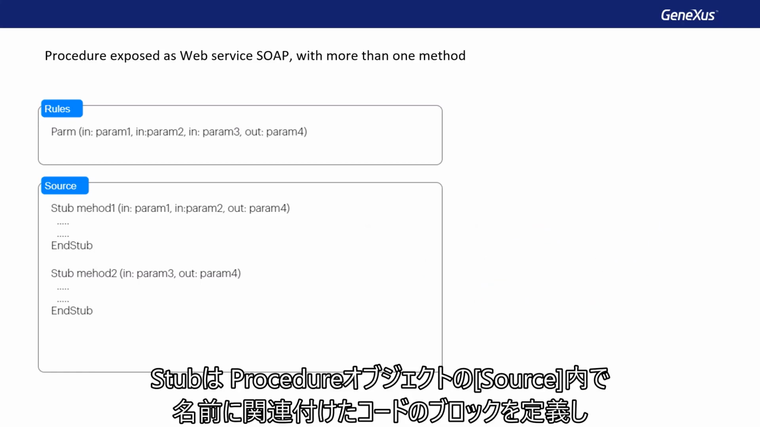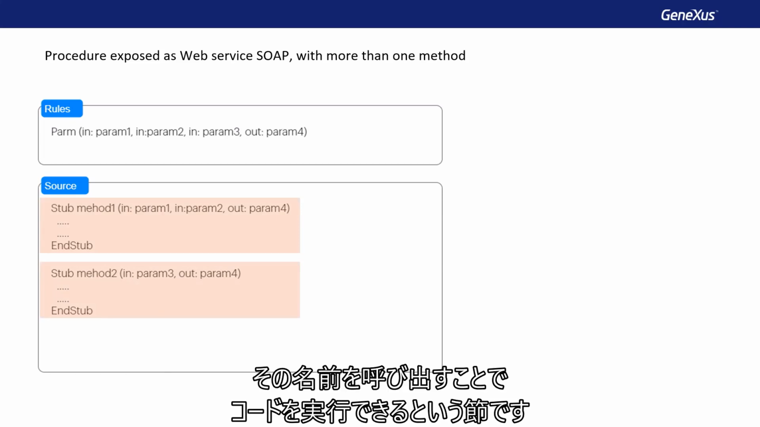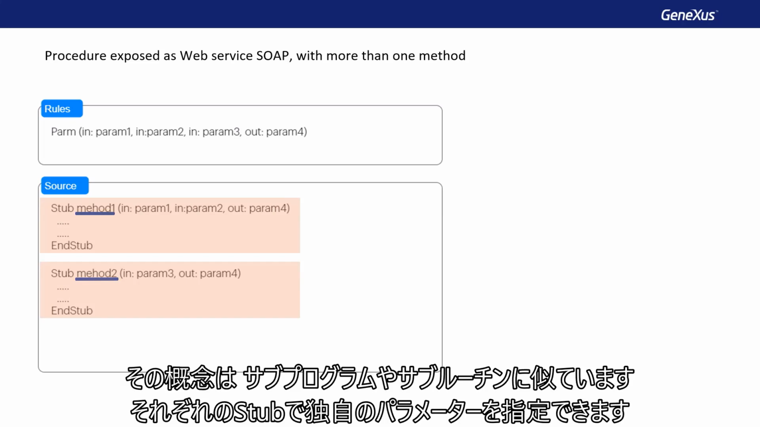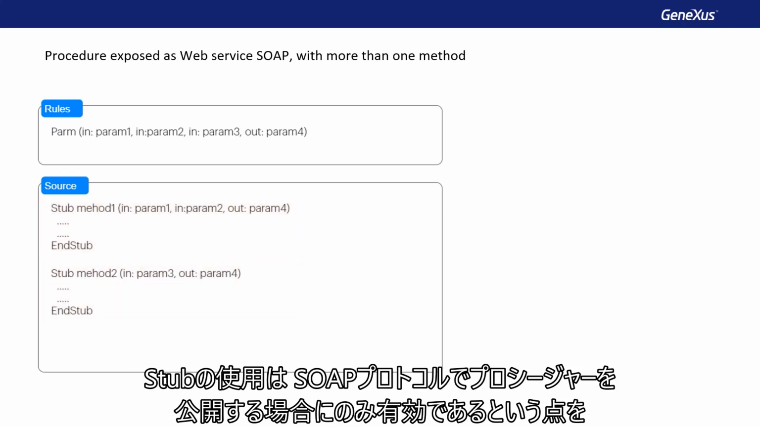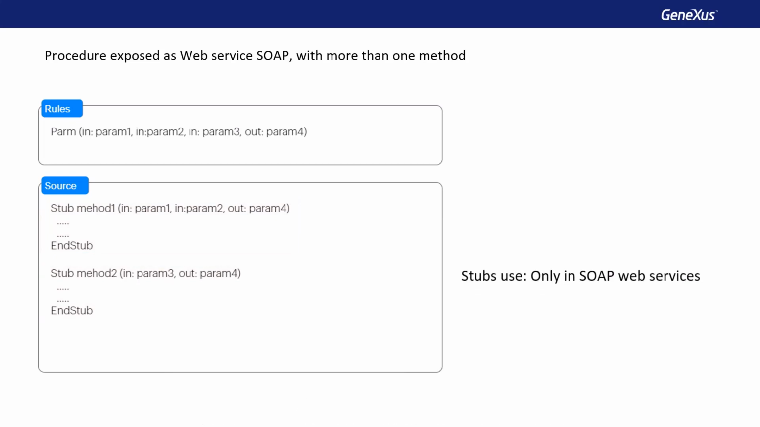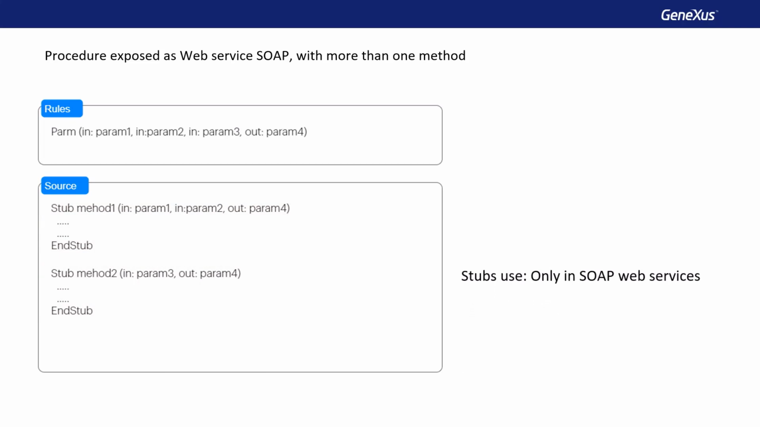Stubs are clauses which, within the source of a procedure object, allow us to define a block of code associated with a name, and then execute the code by invoking that name. The concept is similar to that of a subprogram or subroutine, and each stub can have its own parameters. It's important to point out that the use of stubs is only valid when we expose the procedure with the SOAP protocol. The procedures exposed as REST do not support this functionality.